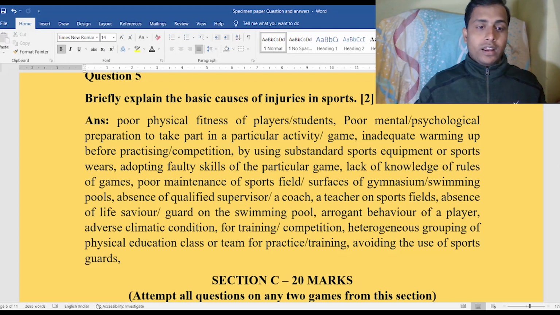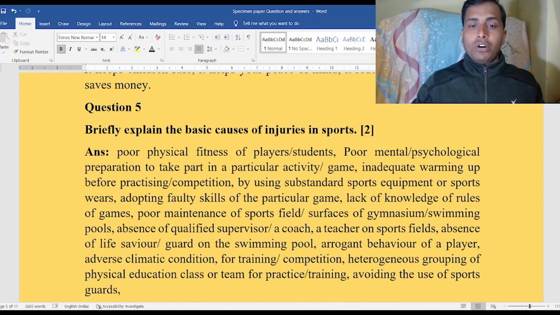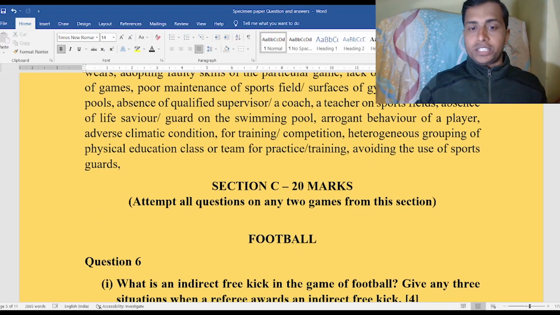arrogant behavior of a player, adverse climatic conditions for training or competition, heterogeneous grouping of physical education class or team for practicing training, avoiding the use of sports guards. Okay. So out of all these points, you can explain any four. Briefly explain the basic causes of injuries. Here, 2 marks have been given. So you can mention any four, and you can further explain this. Okay. After that, the section C.